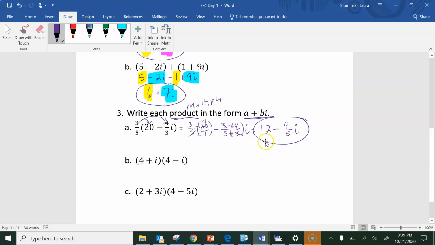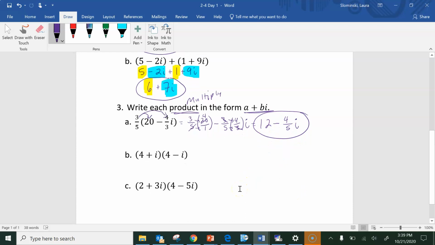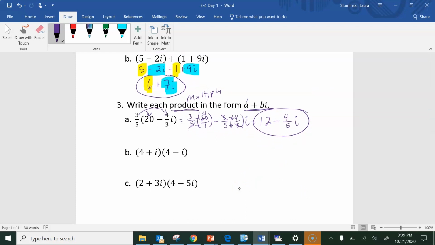Sometimes it does end up with fractions, but you still want the two pieces. The real part, which is the a, does not have an i attached to it, and the imaginary part is the bi. Okay, last but not least, we could do a binomial, 2 terms times 2 terms, or a full complex number times a full complex number. We would use the idea of distribution.